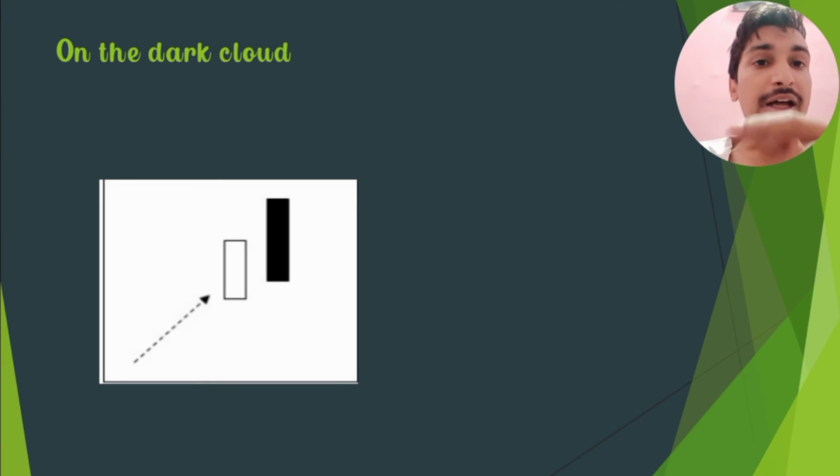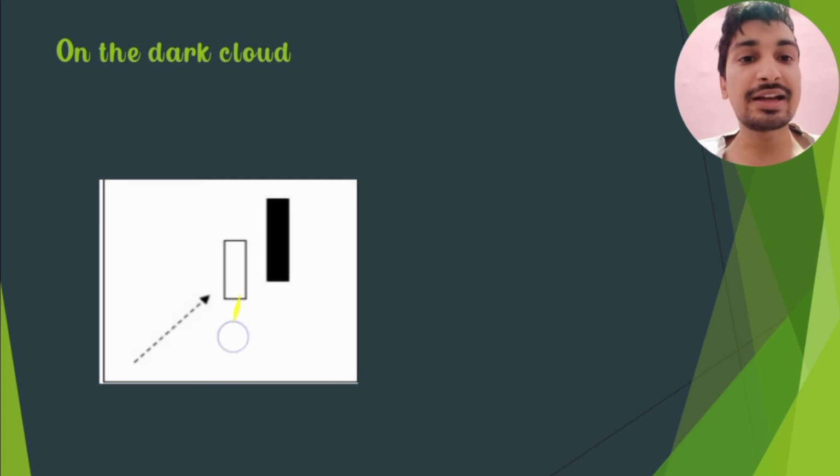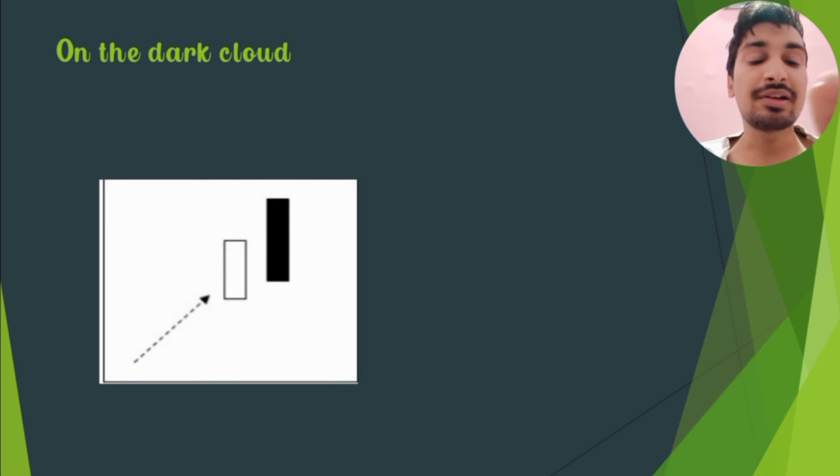Now let's go on to the dark cloud. This candle doesn't have a wick, right? It doesn't have wicks, and it is a similar kind of thing. The green candle is below and the red candle is above the green candle.